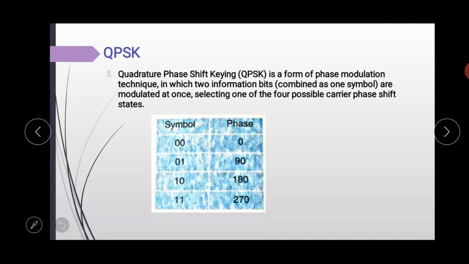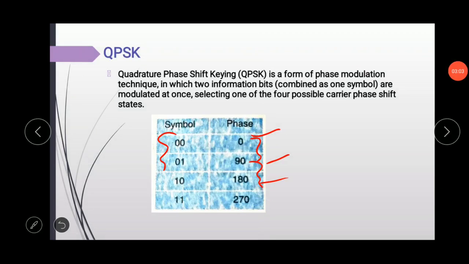When the symbol is changed to the next symbol, the phase of the carrier is changed by 90 degree. So between two input combinations, the phase shift difference is 90 degree. So 0 plus 90, 90 degree, 90 plus 90, 180 degree, 180 plus 90, 270 degree.